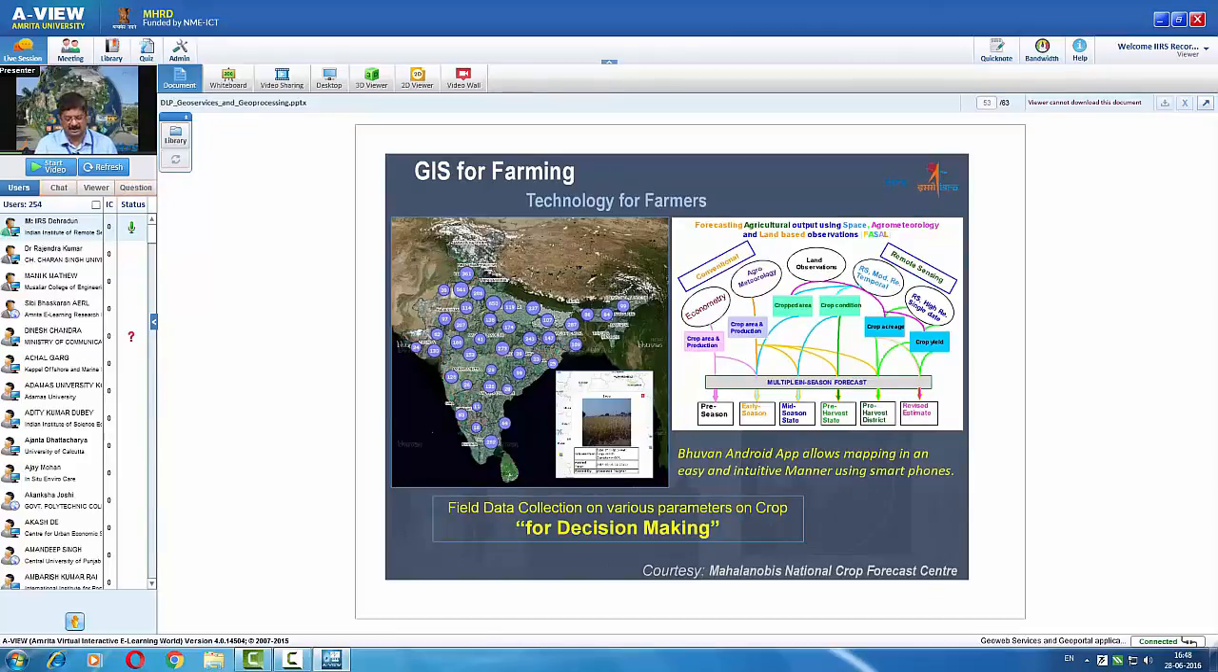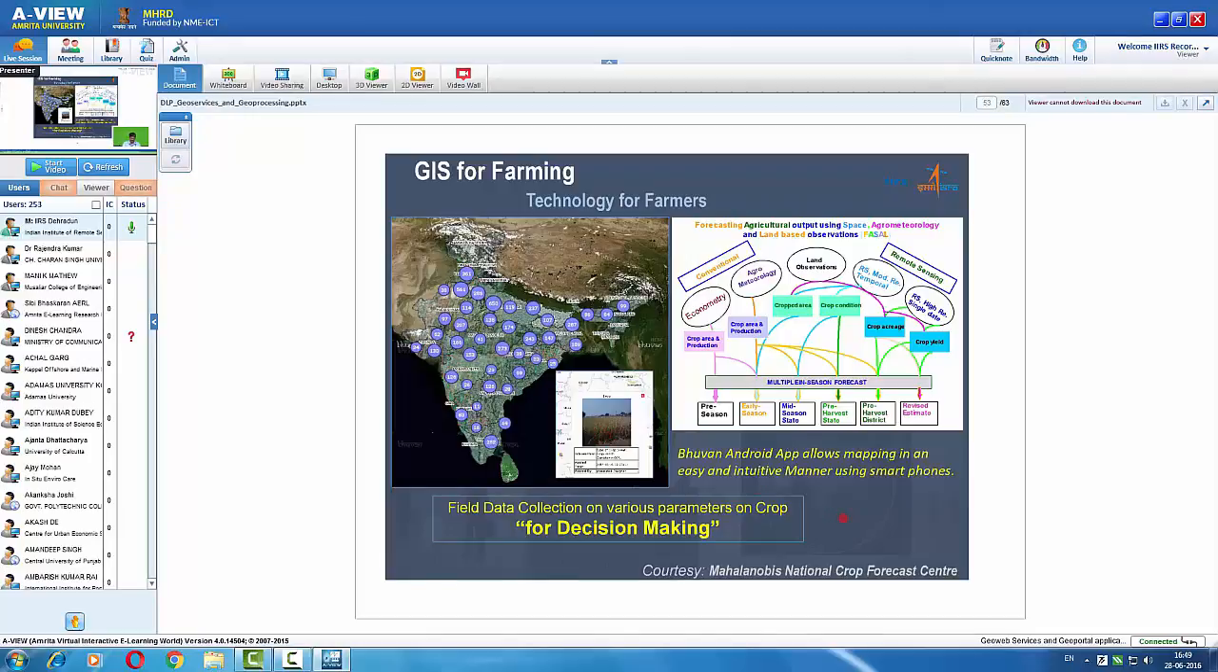And GIS for farming is another important activity which has been taken by Mahanabali's National Crop Forecast Center. As you can see, although the forecasting has been happening regularly by satellite platform, we are also taking the help of the farmers, because they are the final users of this data. With the mobile technology, people have been trained, and these data sets are now pumped into Bhuvan, wherein we can see at each location what is the growth status of the crops, as well as study the behavior or any stress on these crops.